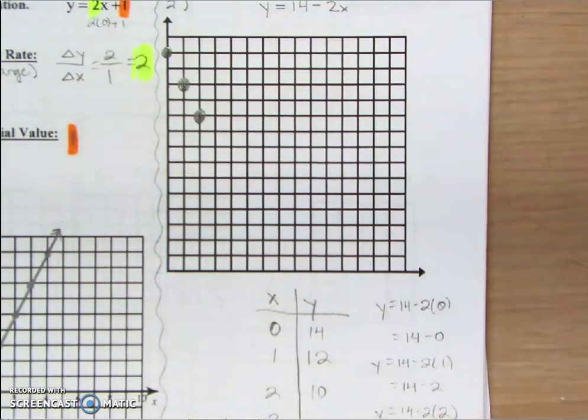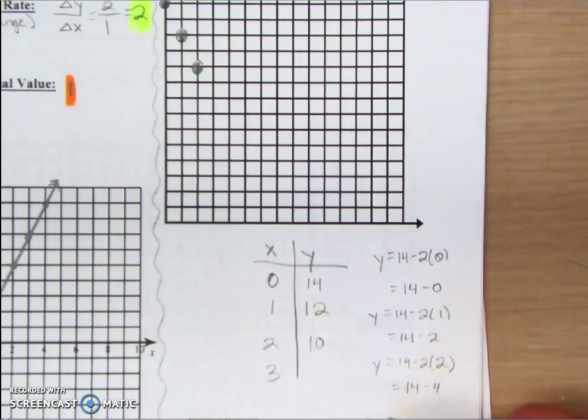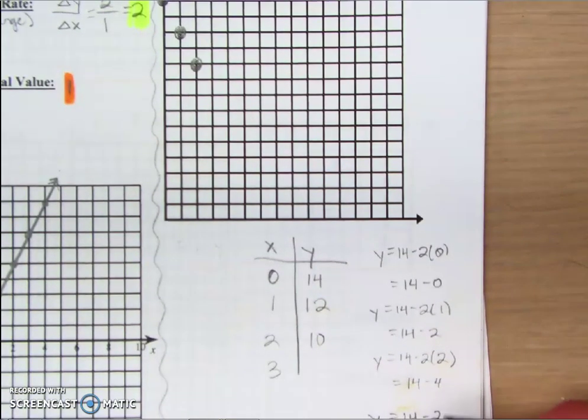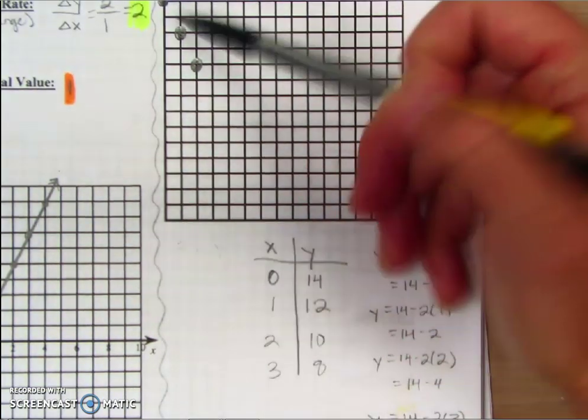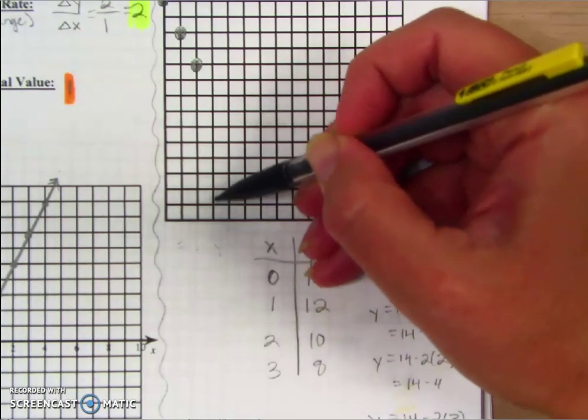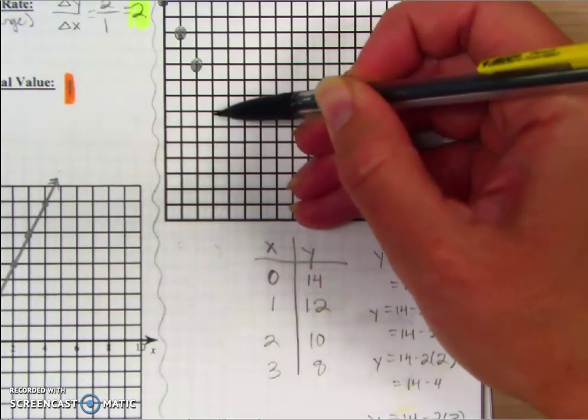I'm starting to see this linear pattern. Let's just try one more. y equals 14 minus 2 times 3, which means I'd have 14 minus 6, which means I would get 8. So from 3, this is going to go up to 8. 1, 2, 3, 4, 5, 6, 7, 8.